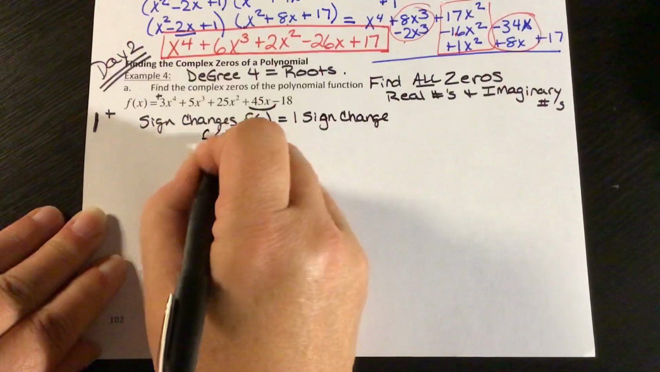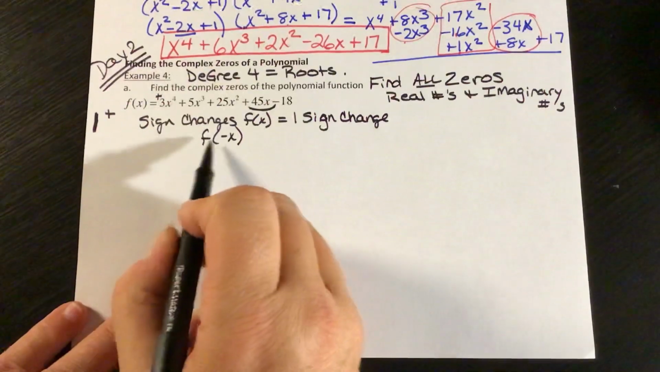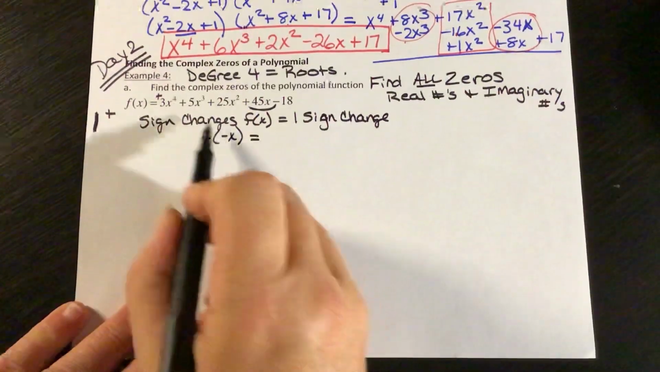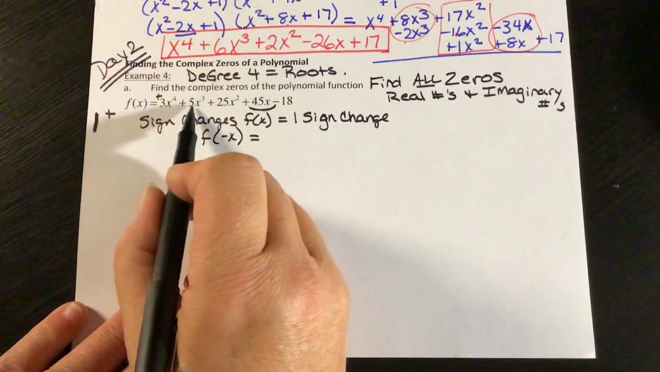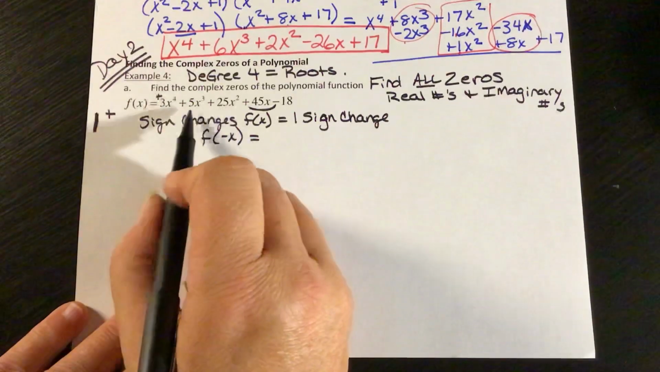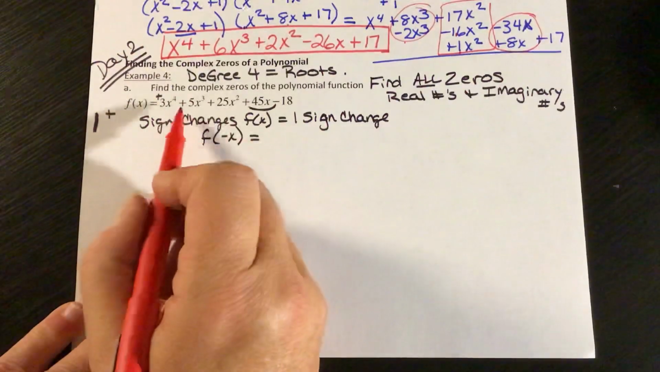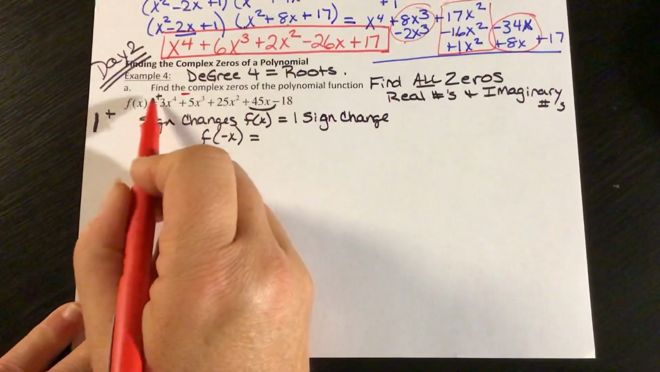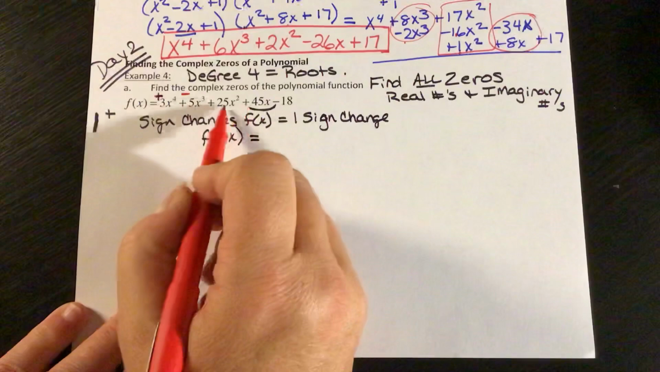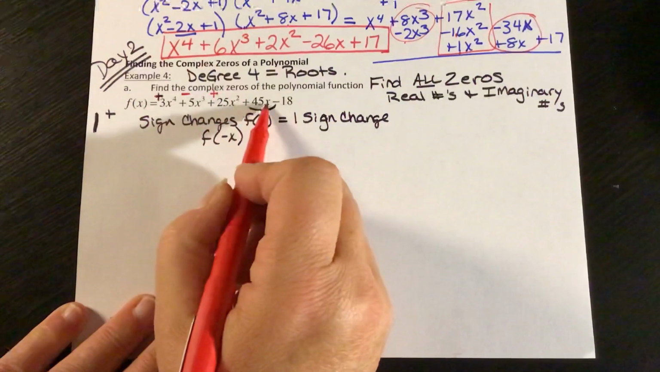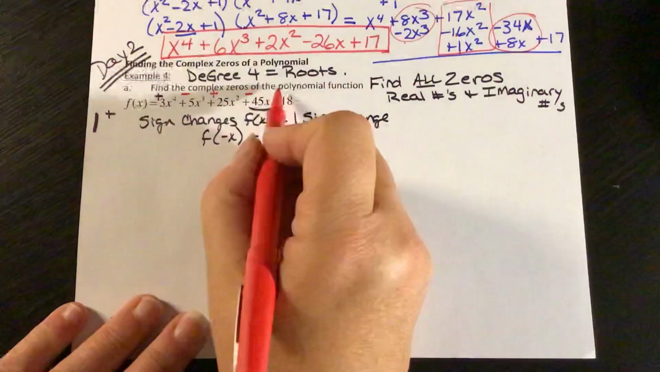So if I find f of negative x, this is going to tell me how many negative roots I'm going to have. If I plug in negative x into this function, remember I change the signs when I have an odd exponent. So instead of writing all of this, I'm going to start off positive. And this is going to be negative because of the odd exponent. This is going to stay positive. An odd exponent here, so this would be a minus 45x, and then the minus 18 stays the same.